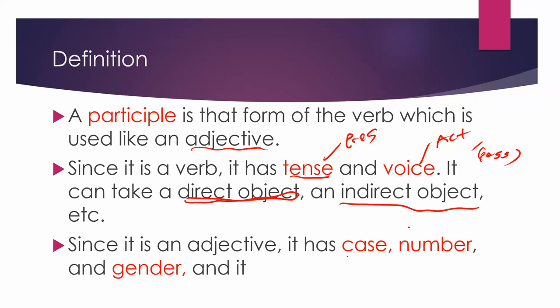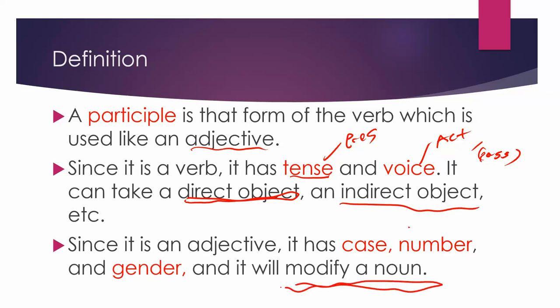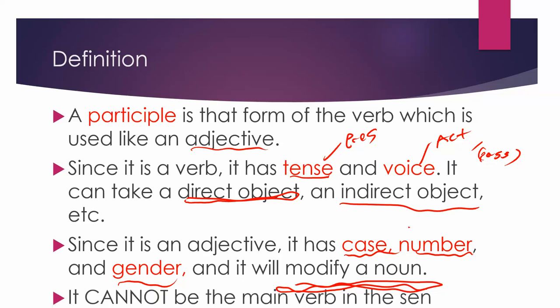Since they're an adjective, though, just like all other adjectives, they'll be with a noun, describing or modifying a noun, and they have to agree with the noun that they're talking about in case, number, and gender. They cannot be the main verb in the sentence, meaning you can't just have a participle and have an actual sentence. It doesn't work like that. You actually have to have a normal verb. So let's look at the formation of these participles.